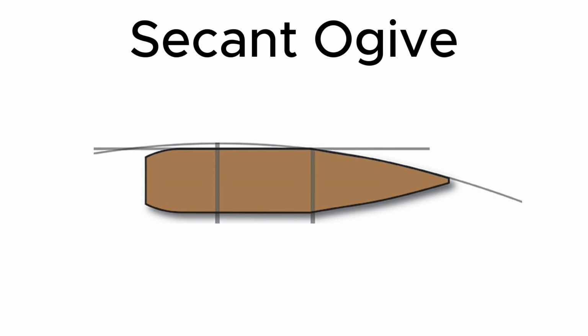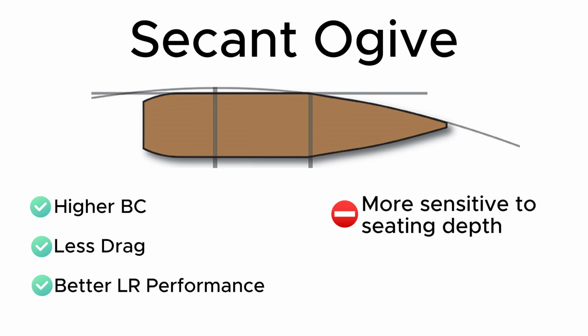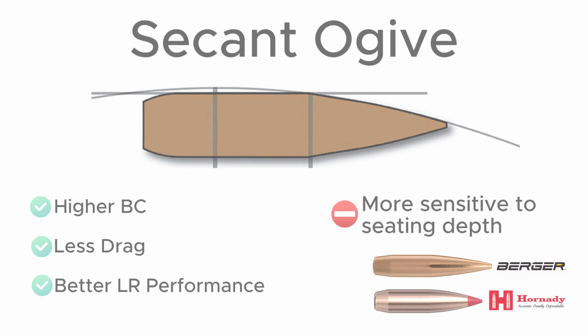A secant ogive is a sharper, more tapered curve. This generally leads to higher ballistic coefficient, less drag, and better long-range performance. The disadvantage of this profile is that it can be more sensitive to seating depth. The seating depth of the bullet is how far into the neck of the case it is. The profile is used in many match-grade bullets like the Berger VLDs and the Hornady ELD match bullets.